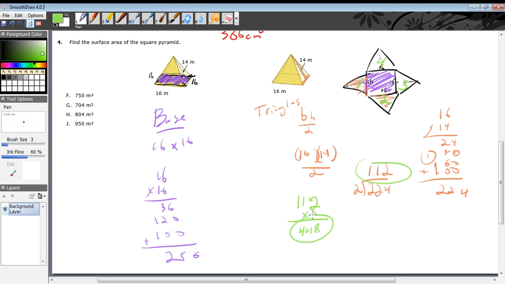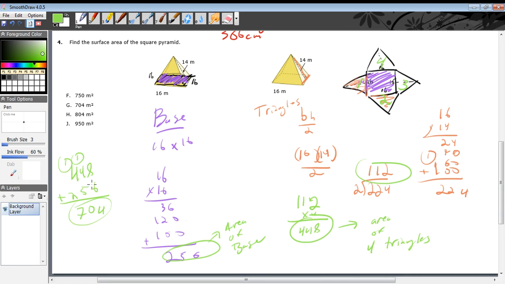So this right here is the area of 4 triangles, and this one right here is the area of the base. The last thing I need to do is add 448 plus 256, and I will get my answer. So that's 4, carry the 1, 10, carry the 1, and 704. 704 meters squared. All right. Thank you very much, everybody.